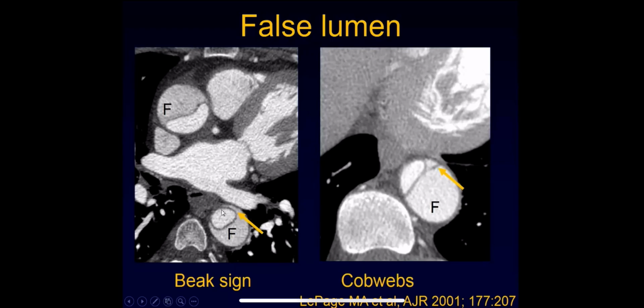When you see this beak sign, a sharp beak-like appearance here, that denotes the false lumen. And you can even see that here. And you may sometimes see cobwebs or thread-like linear low attenuation areas within the false lumen.